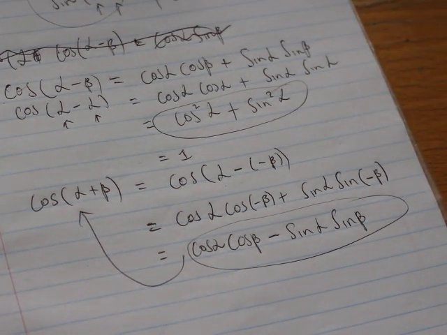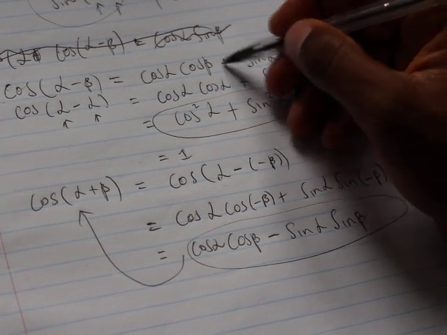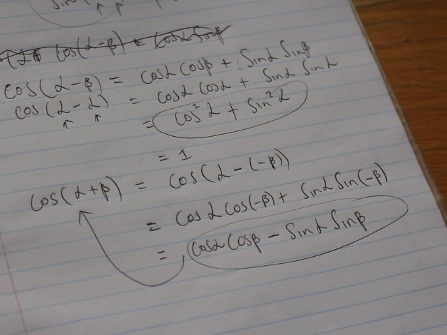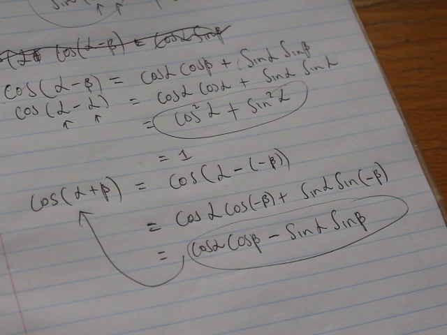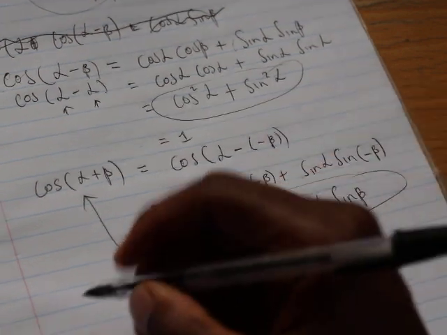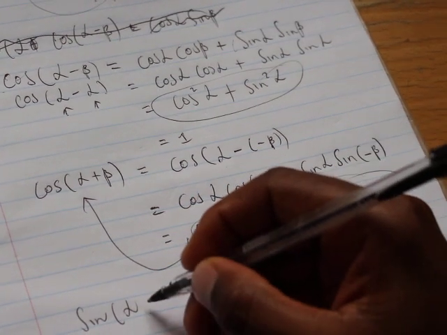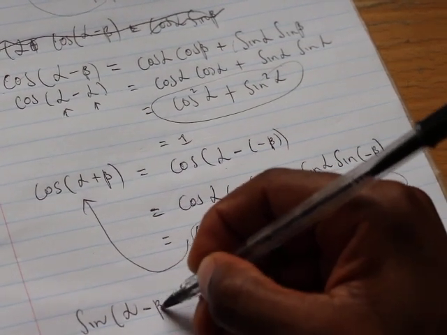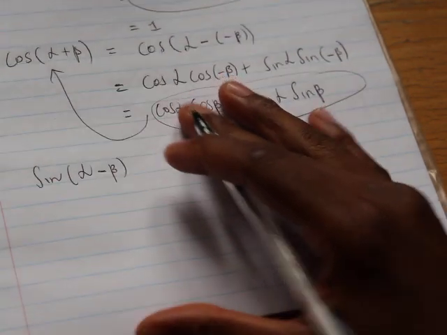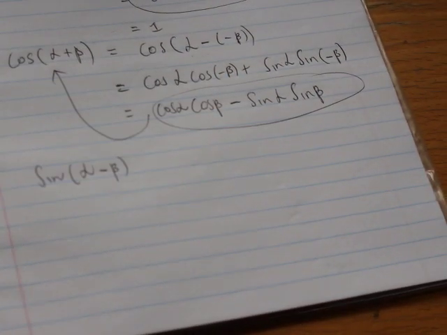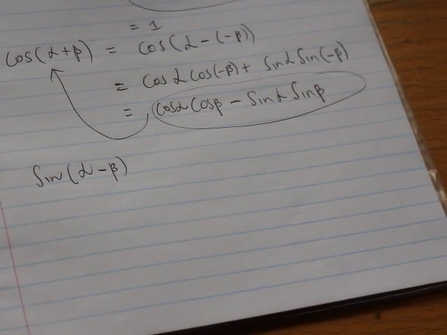Can you see that the only thing that changed was just the middle sign? So not much has changed actually. So here's what we can do. Now we need to figure out, okay, what is the sine of alpha minus beta? So this is the one that we need to figure out now. Any ideas?